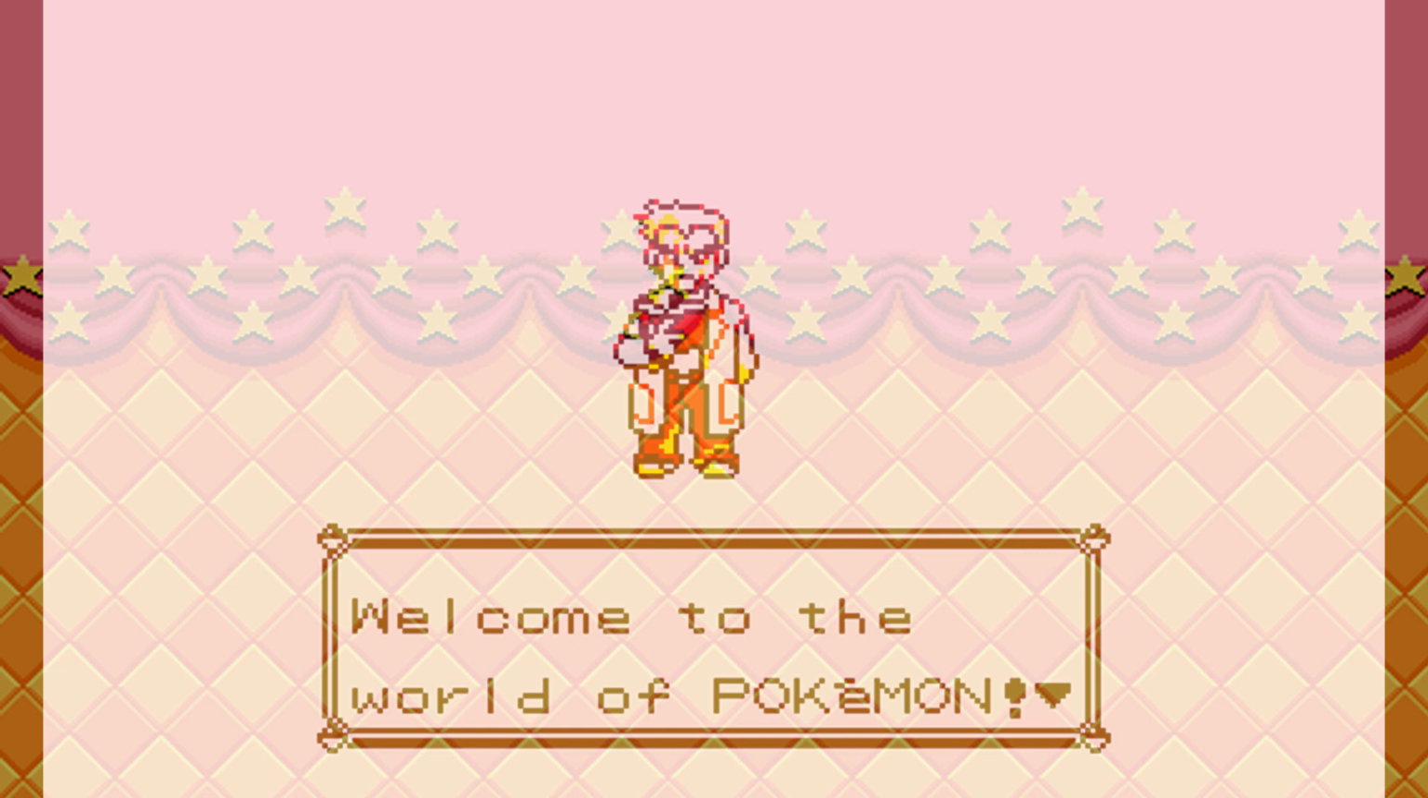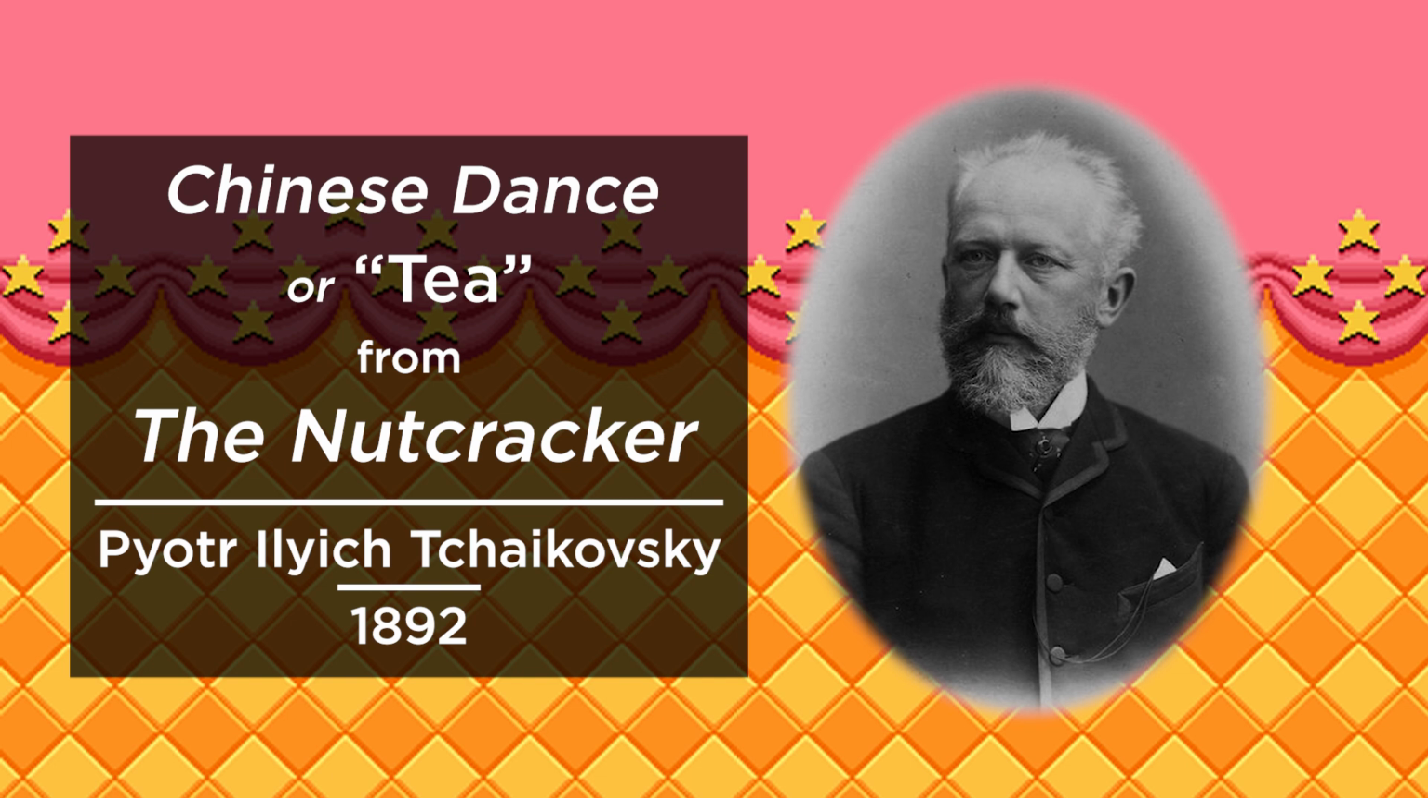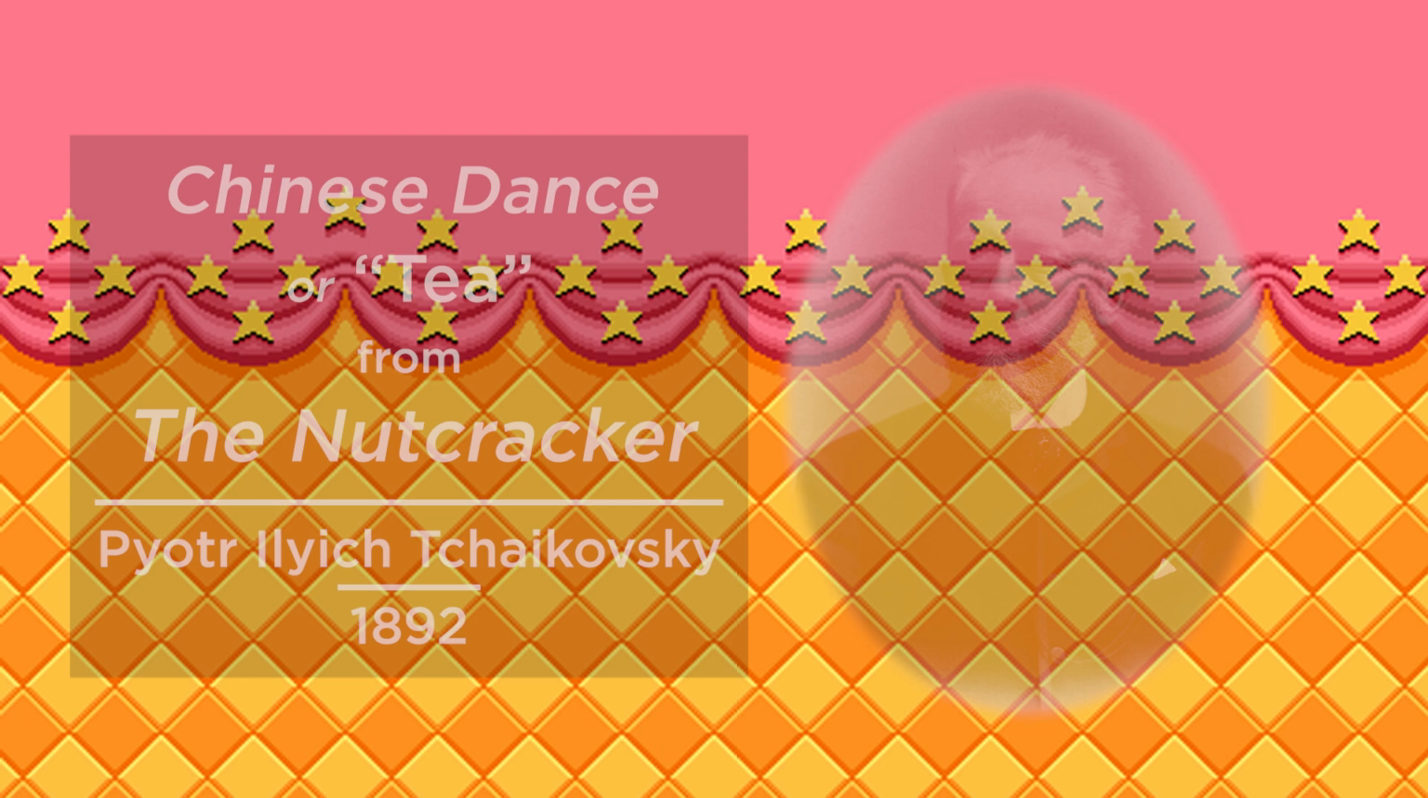Even the Pokémon series has taken inspiration from the classics, as the original background music for Professor Oak's lab, used in Red, Blue, and Yellow versions, shares several commonalities with the Chinese Dance, also known simply as Tea, from Tchaikovsky's The Nutcracker. This was also famously used for the scene of dancing mushrooms in Disney's Fantasia.